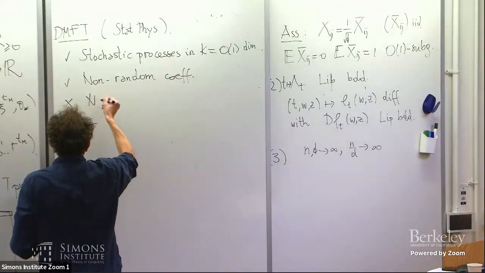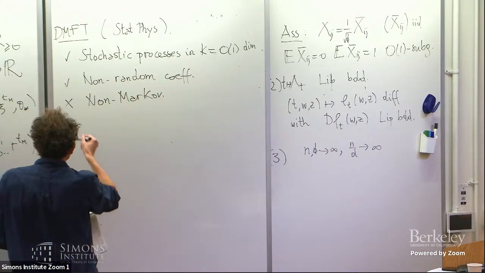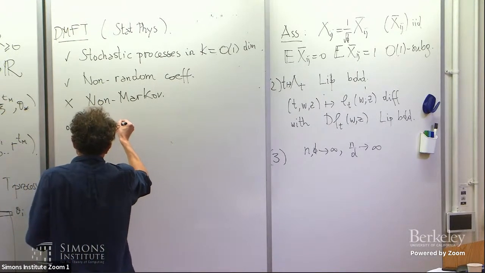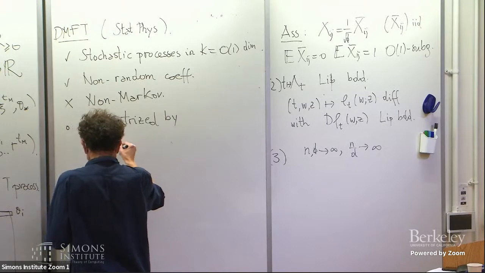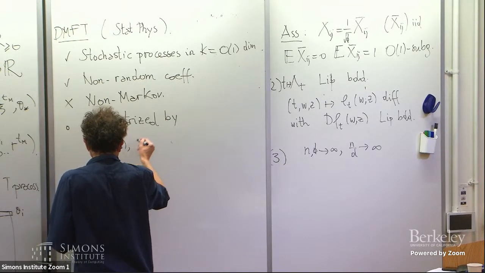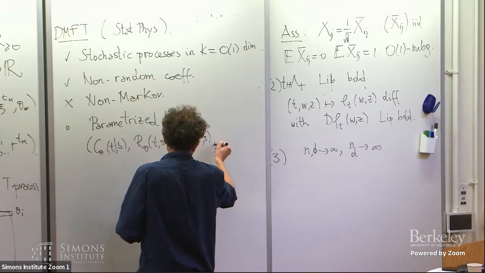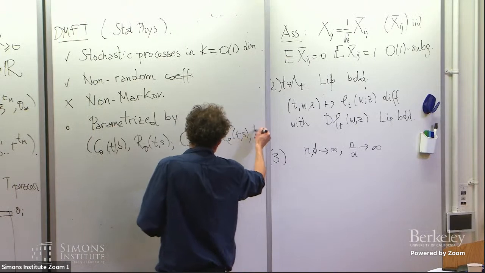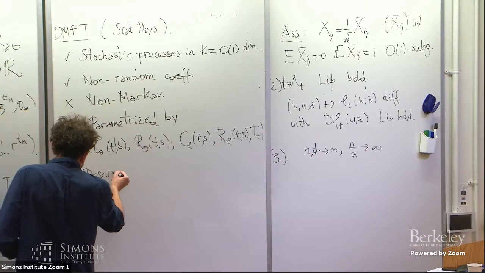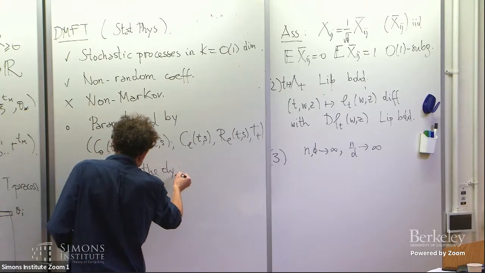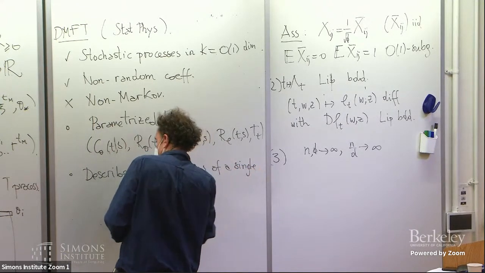One not nice thing is that these processes are non-Markovian. And I don't know if it's good or bad, but they are parameterized by 5 functions that are called C theta. So these are functions of 2 times. Theta is a function of 2 times. CL is a function of 2 times. RL is a function of 2 times. Gamma T is a function of 1 time. And again, as I said before, they describe the dynamics of a single row.